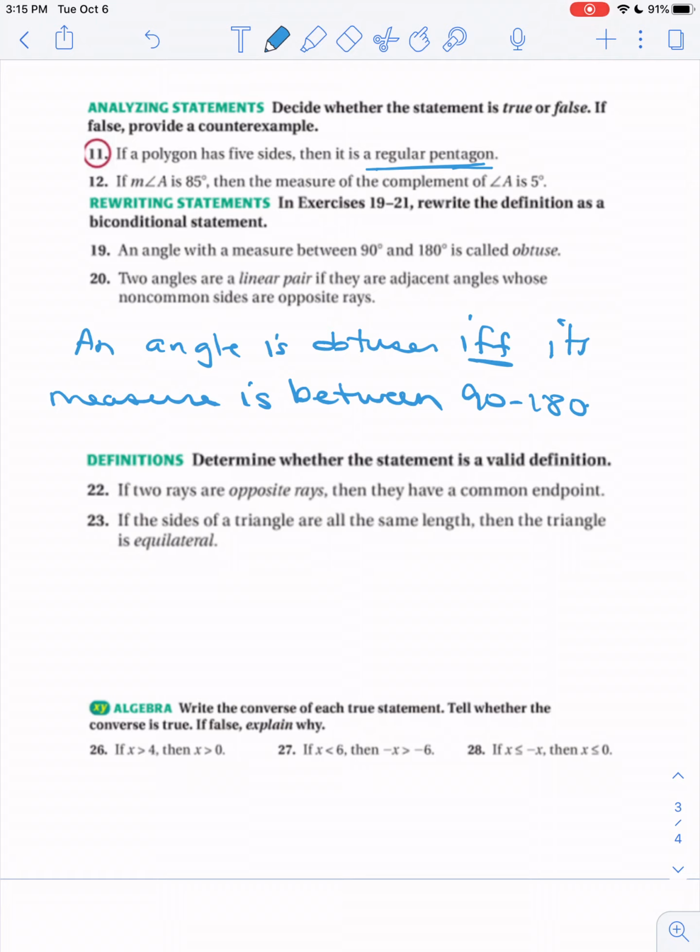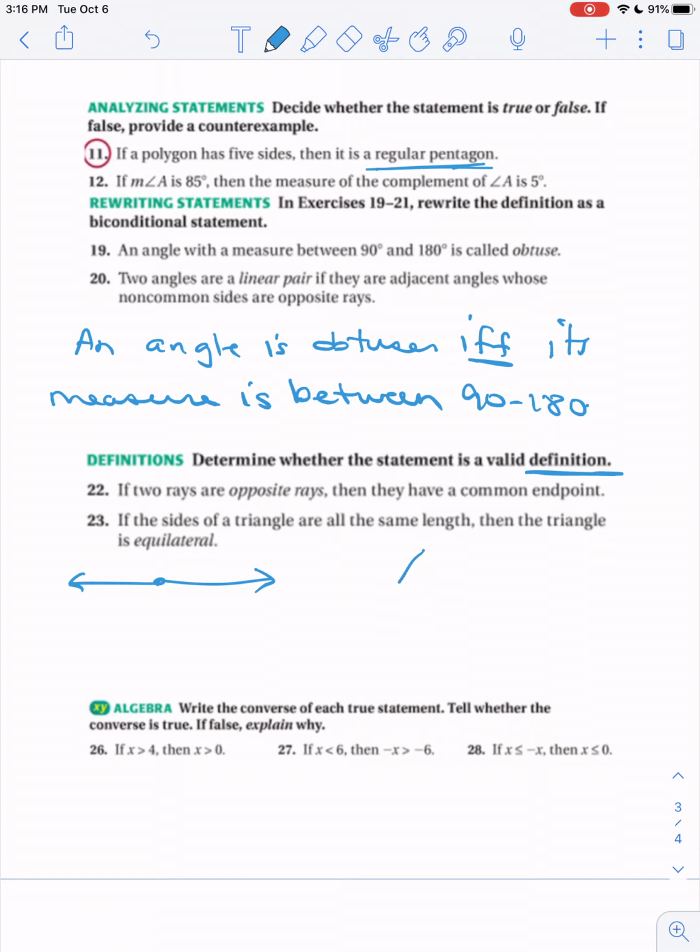Determine whether a statement is a valid definition. So again, we want to check the original statement, flip it around. If it's still true, then we say, yeah, that's a good definition. If 2 rays are opposite rays, then they have a common endpoint. We know that's true. If they're opposite rays, they have a common endpoint. Let's switch it around, try the converse. If 2 rays have a common endpoint, then they're opposite rays.